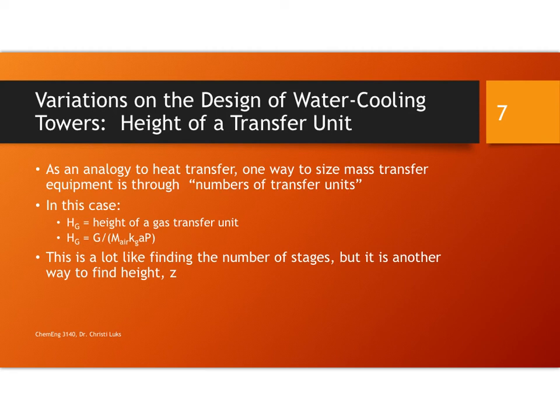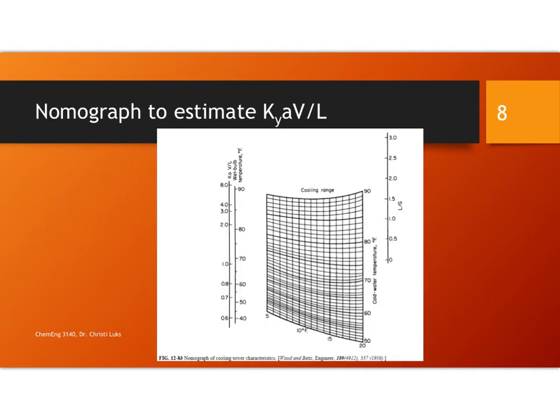But the complication here is what the heck is KGA? We can go back to chapter 7 and do it that way, but there are some other techniques. One technique is this nomograph. A nomograph is an old-fashioned graphical representation of a lot of experimental data in a fairly compact way. If we look at this, we have cooling range as the scale down here.